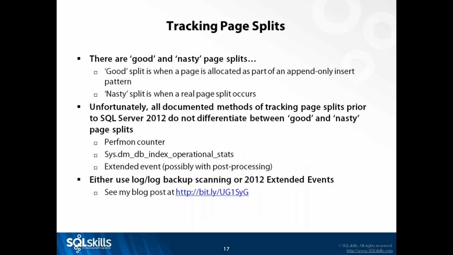Now, how do you track page splits actually occurring? It's unfortunate because what I've just described to you is what I call a nasty page split. Right? There are also good page splits in air quotes. Imagine you have an append-only insert pattern like an int identity column or a big int identity column as your cluster key. Then what you're doing is at the end of your index, you're filling up the page with rows, and then it allocates another page and fills up the page with rows, allocates another page, and so on.